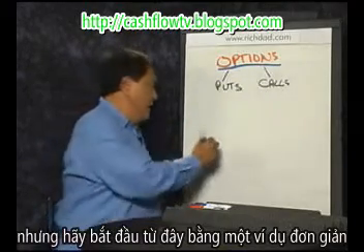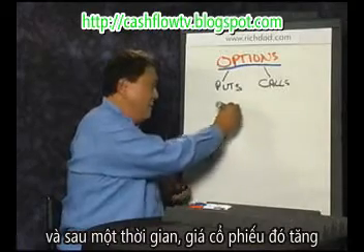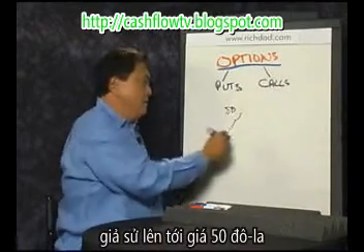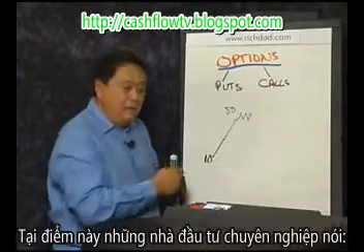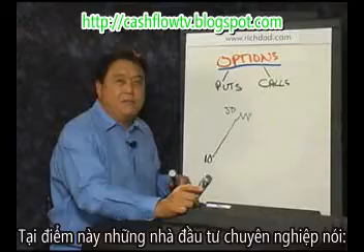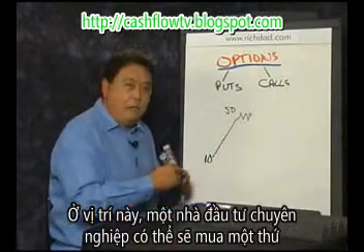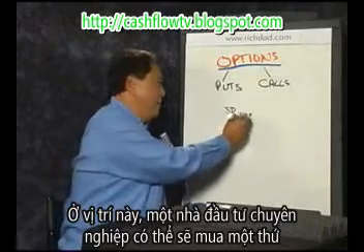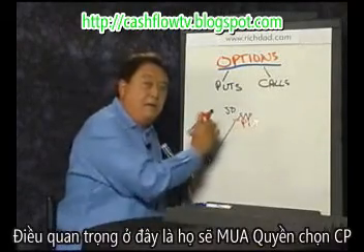So let's just say you buy a stock at $10 and over time the stock goes up, and let's say it's $50, and now you're afraid the market's starting to look like it can't go any higher. At this point, a professional investor says, I don't want to lose my $50 position. At this point, a professional investor may buy what's called a put option. The key word is that they will buy this option.